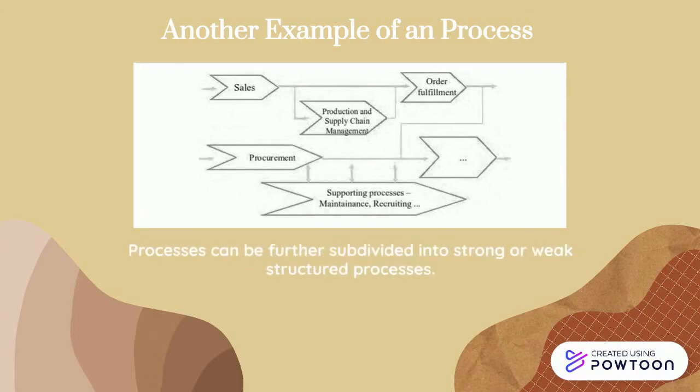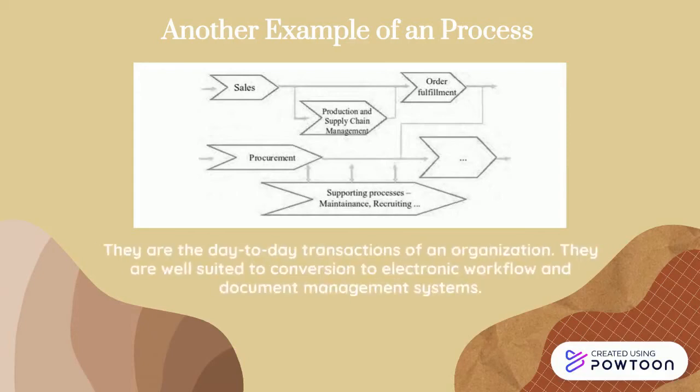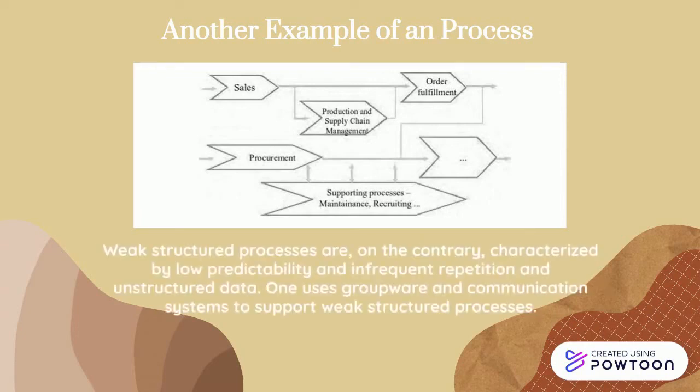Processes can be further subdivided into strongly or weakly structured processes. Strongly structured processes are frequently repeated, have structured data, and are well documented. They are the day-to-day transactions of an organization. They are well suited to conversion to electronic workflow and document management systems. Weakly structured processes are, on the contrary, characterized by low predictability, infrequent repetition, and unstructured data. One uses groupware and communication systems to support weakly structured processes.